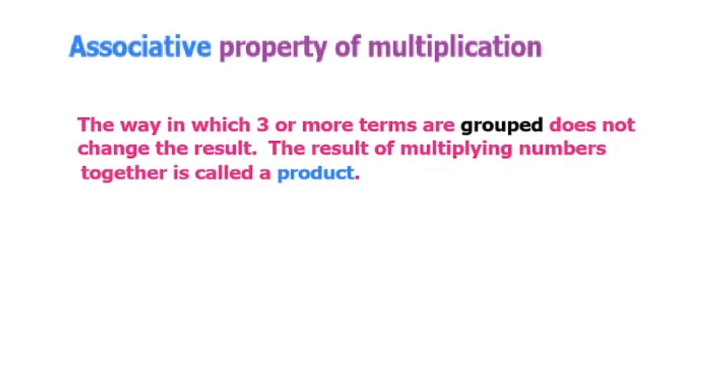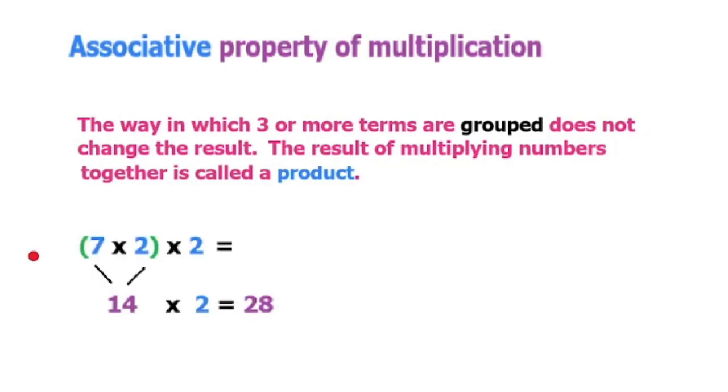Okay, so how does that look in terms of numbers? It'll look like this. So we have at least three terms here. You could have more, but we're just going to look at these three. So we have brackets around this 7 times 2, so we do that operation first. 7 times 2 is 14. And then we finish off with the final multiplication times 2. So then 14 times 2 is equal to 28.